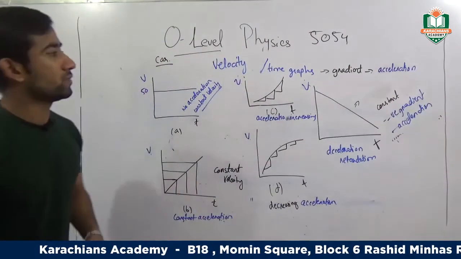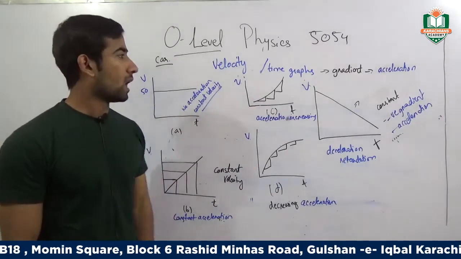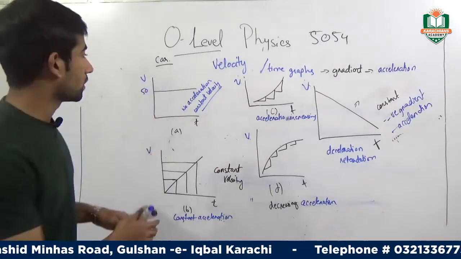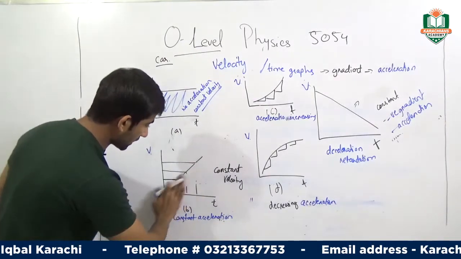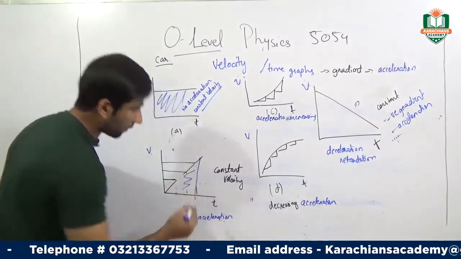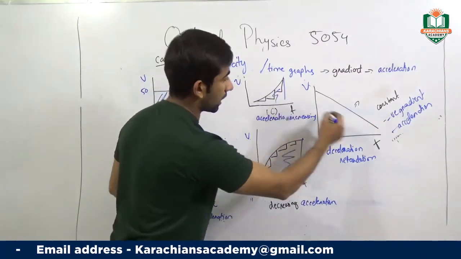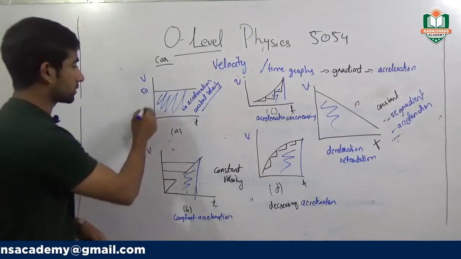So now we have a holistic view of the velocity time graph. And one more thing to this graph is that the area under the curve, the shaded area, in this case this triangular area, in this case this area, and in this case this area, these all areas represent displacement.